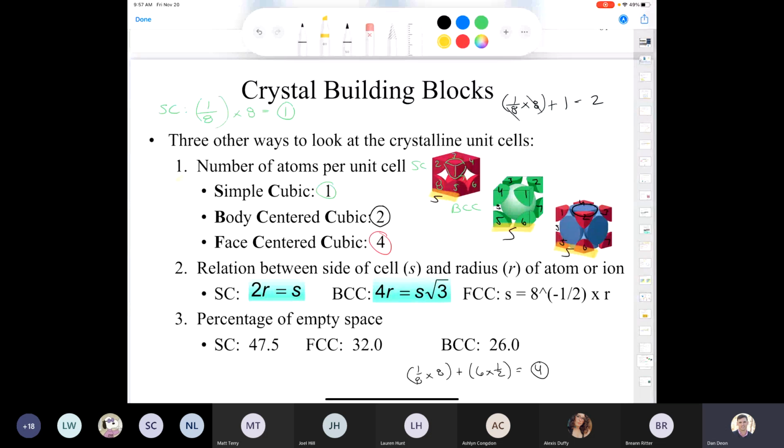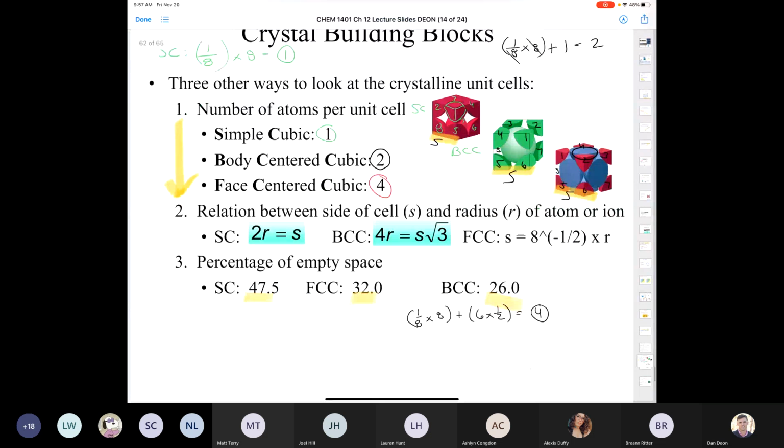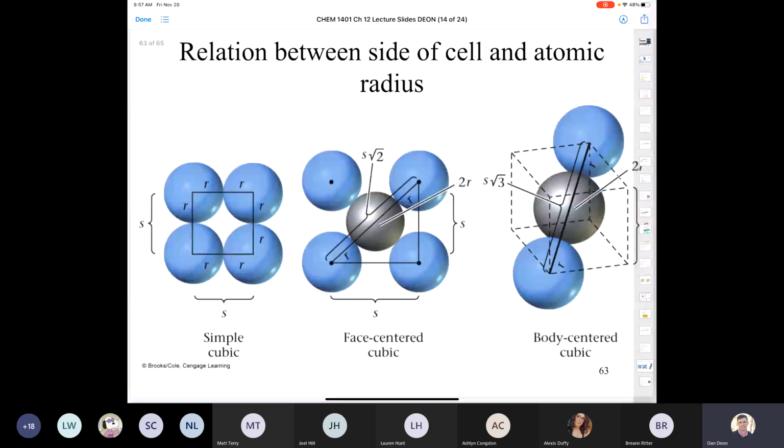Something else that's interesting, though, is if you look at the efficiency of the packing going from the simple cubic to the body-centered cubic to the face-centered cubic, the simple cubic has the most empty space. The face-centered cubic has the next most empty space, or sorry, and then the body-centered cubic has the least empty space. So if we just look at the total amount of empty space. Here's the relationship between the side of the cell and the atomic radius, if you need some help calculating it.